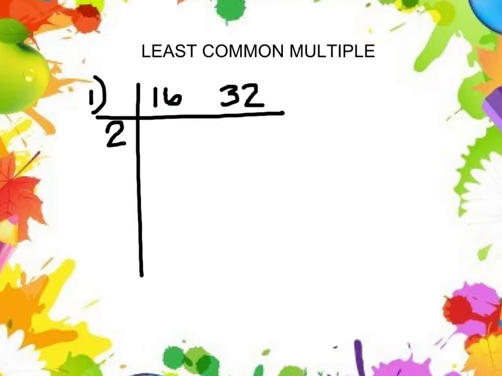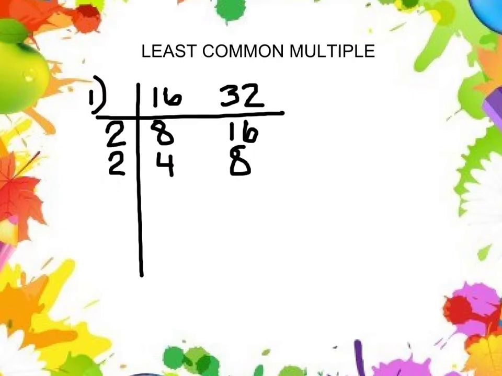This means 16 divided by 2 is 8. 32 divided by 2 is 16. Once again, let's break them up by 2. So we say 8 divided by 2 is 4. 16 divided by 2 is 8.